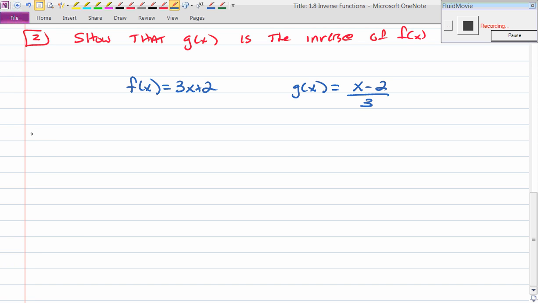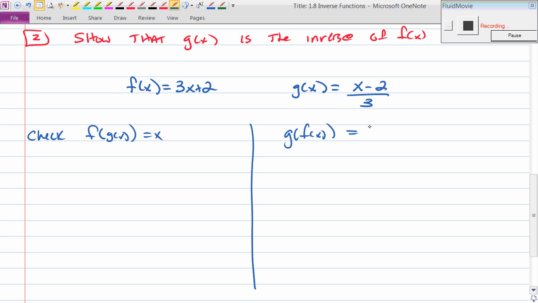Well, again, we have to check two things. Let's check that f of g of x gives us back x, and at the same time, let's check g of f of x and make sure that also gives us back x. So this is going to be f of (x minus 2) over 3, which is equal to 3 times (x minus 2) over 3, and then plus 2.